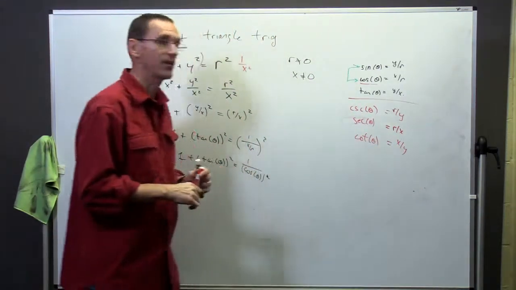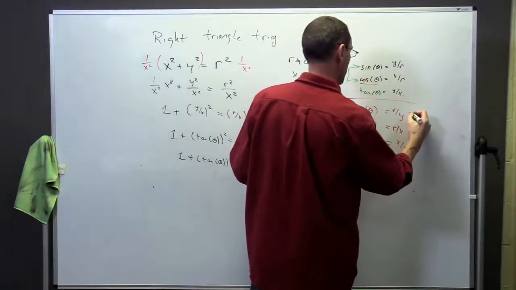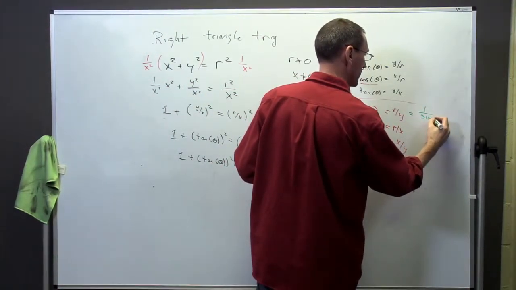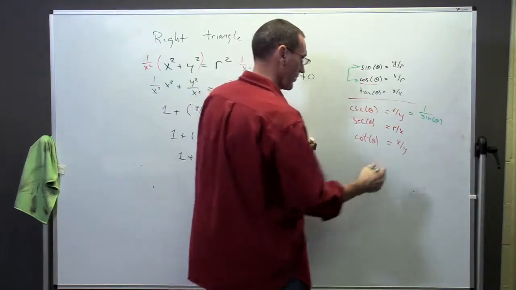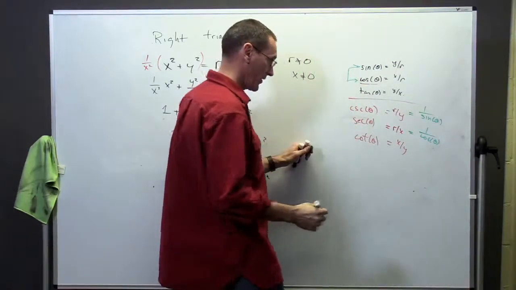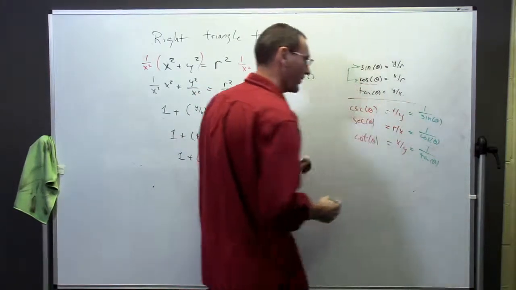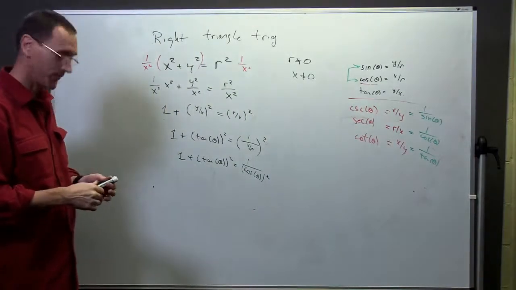I'm going to call that the cotangent. And all of this implies that this is 1 over sine, as long as sine is not 0. This is 1 over cosine, as long as cosine is not 0, excuse me. And that's 1 over tangent, as long as tangent is not 0. So what does this mean?